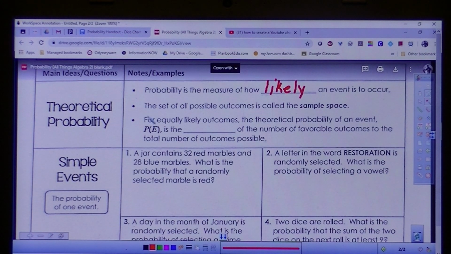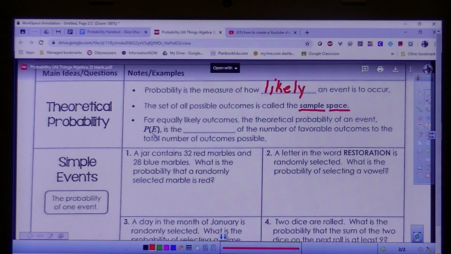Now, the next thing here says the set of all possible outcomes is called the sample space. Now, what's sample space? When it comes to a coin, it's heads and tails. That's all the choices you have. If you're rolling a die, you've got numbers 1, 2, 3, 4, 5, 6 for a 6-sided die. That's all the choices that you have. That's called the sample space.